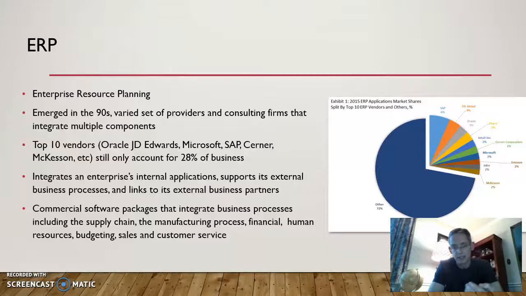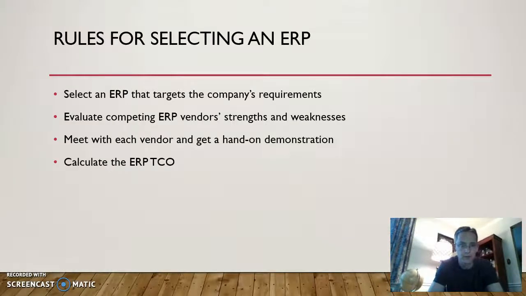It can be supply. It can be how do you manage your tooling that you've got? How do you manage the people that you've got? All those things get built into an ERP system. Manufacturing process, financial, human resources, budgeting, sales, customer service, all those things. It gives you a basic system that you can start to do all those processes digitally instead of relying on the process that sort of grew up with your business.